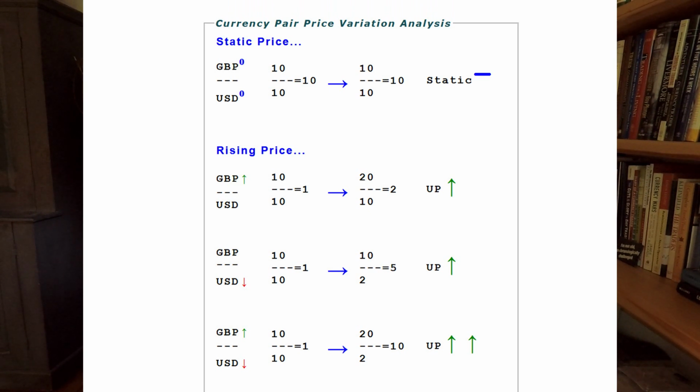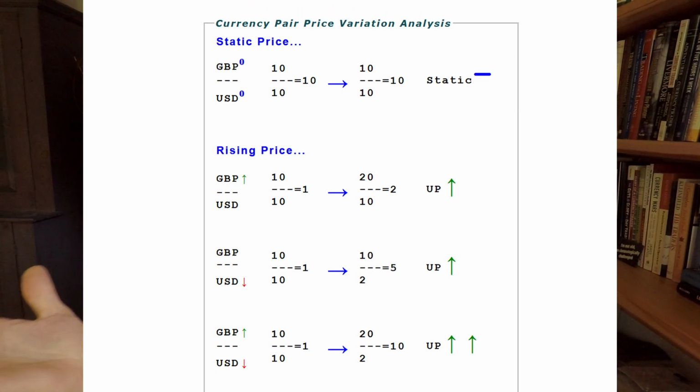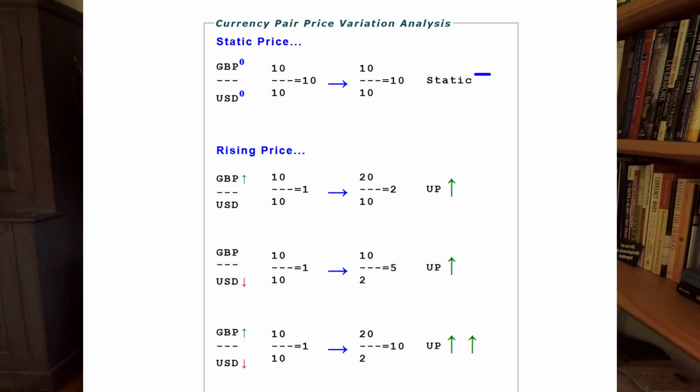In a static situation, when the pound and the USD are priced at point A and then priced at point B, if the price doesn't change, then you have a static value. It's just going to be 1-1 across the board. I've got a 10 there, but it's 1-1. I'll have to change that.